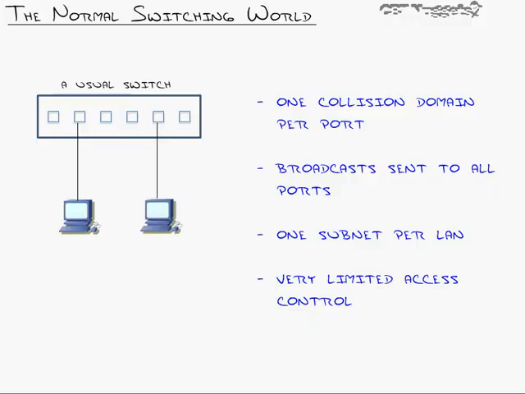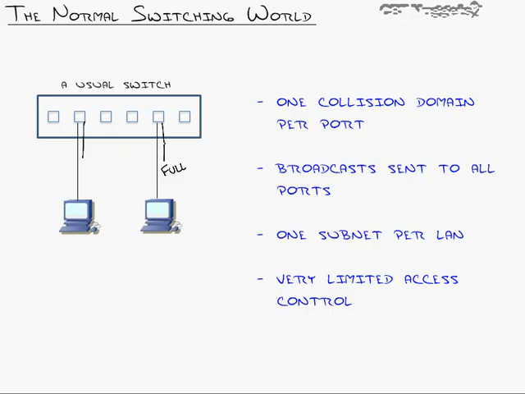Before we can truly understand and appreciate the benefits of VLANs, we need to hit some key points of the normal switching world, review some of those key concepts. First off, if we just have this usual switch here, any switch that you can pick up from Best Buy or any electronics store, you're automatically going to get one collision domain per port. And that's a good thing. That means that every computer that's plugged into that switch can send and receive at the same time, if they're operating in full duplex mode. So this computer could be sending and receiving along with this one, and that's okay.